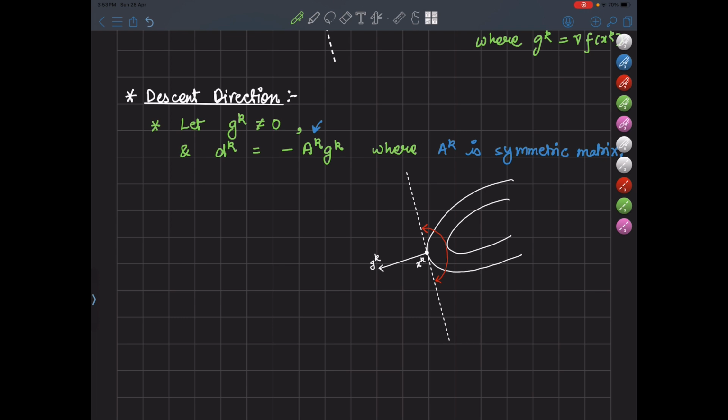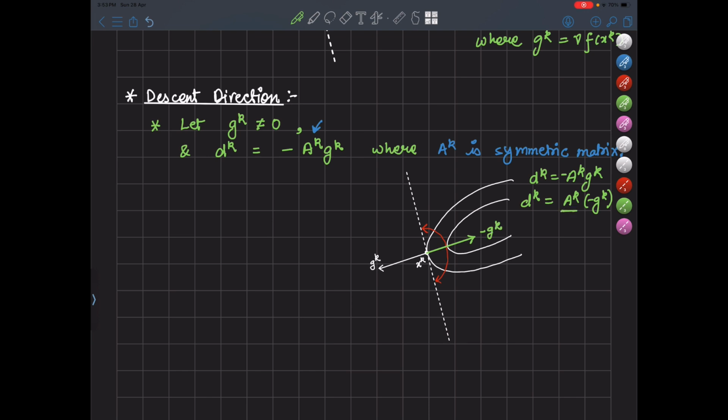This red spanning area tells us this is where descent direction we can choose. So DK is equal to minus AK GK, where AK is symmetric. It can be written as AK times minus GK. And what is this minus GK? Minus GK is the opposite vector to GK, right? This is minus GK.